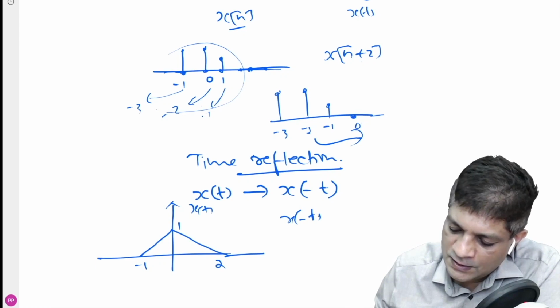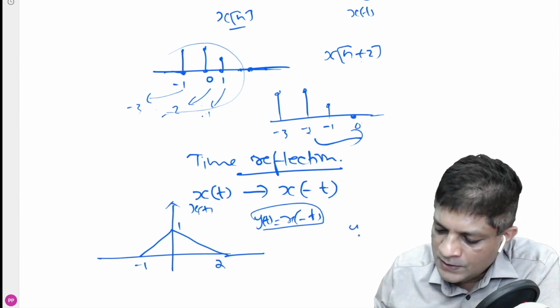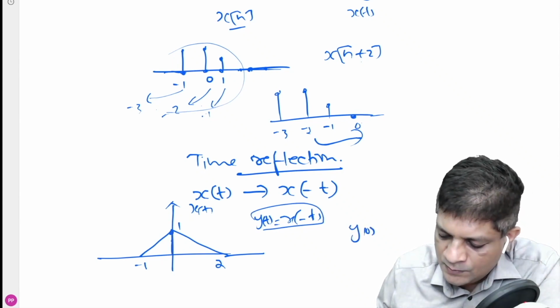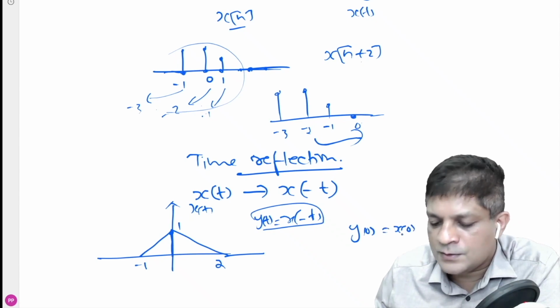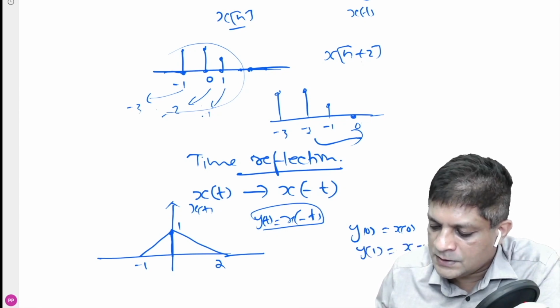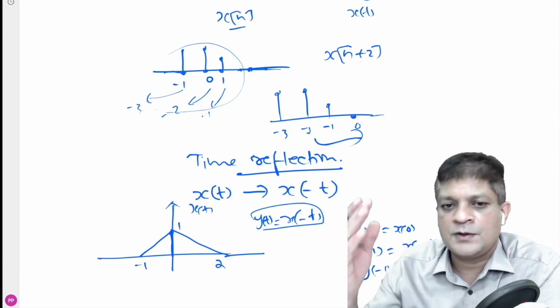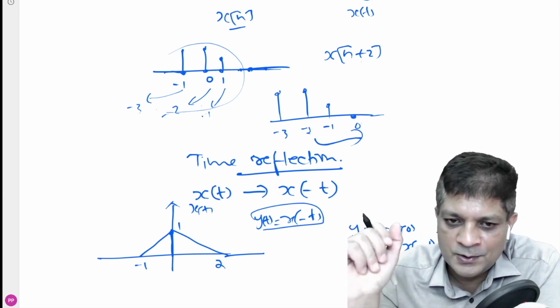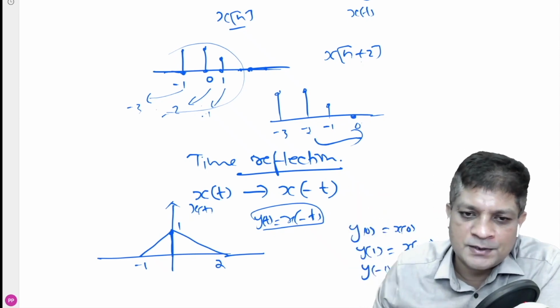Let's say this is y(t) equal to x(-t). What is y(0)? What will happen to this value? It stays the same, y(0) is x(0). Then what about y(1)? It is x(-1). And y(-1) is x(1). So we can say that it is a reflection about the y-axis. That is the time reflection operation.